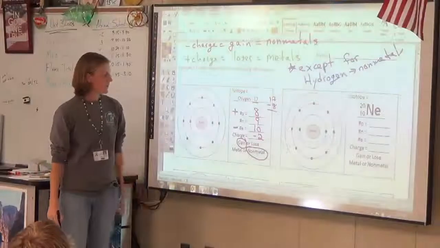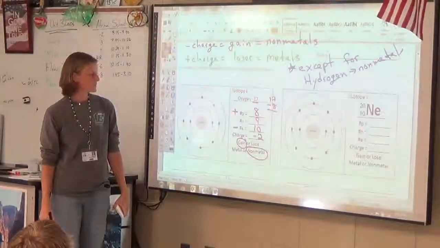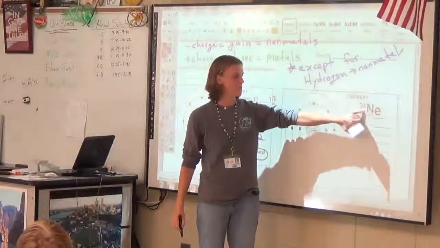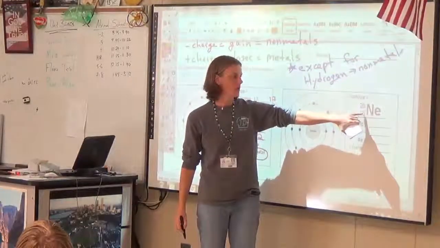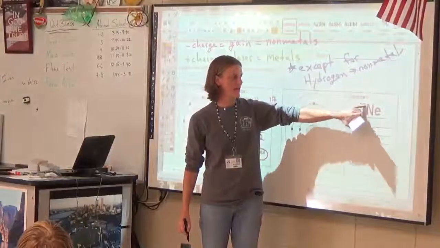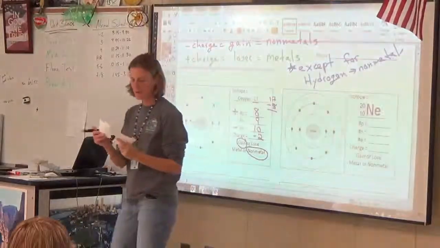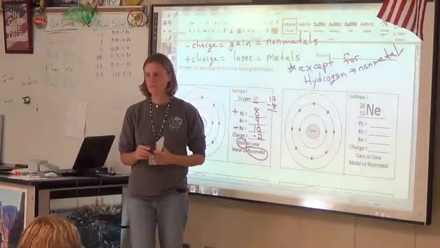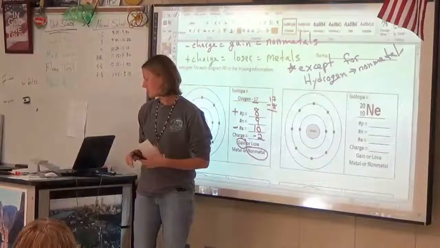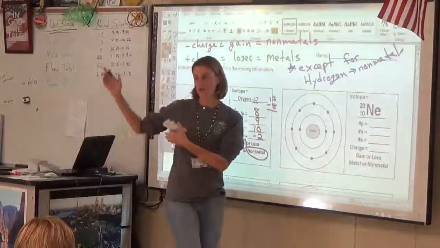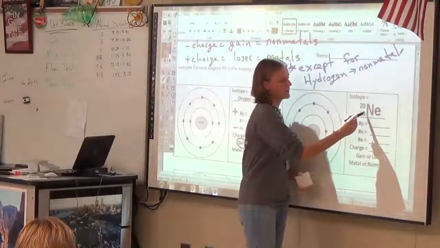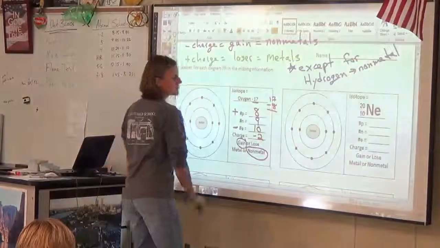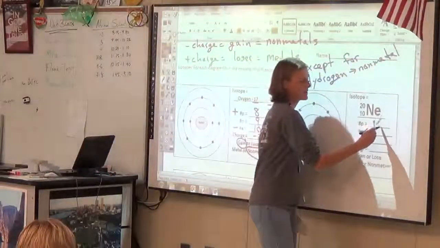Let me do one more example. Okay, now we've got neon. And we have this different isotope notation with these 2 little numbers on the side, one on the top, one on the bottom. How many protons would neon have? 10. Now you could look that up on the periodic table, or conveniently, that's just that number. The bottom left number is the number of protons, so that's going to be 10.